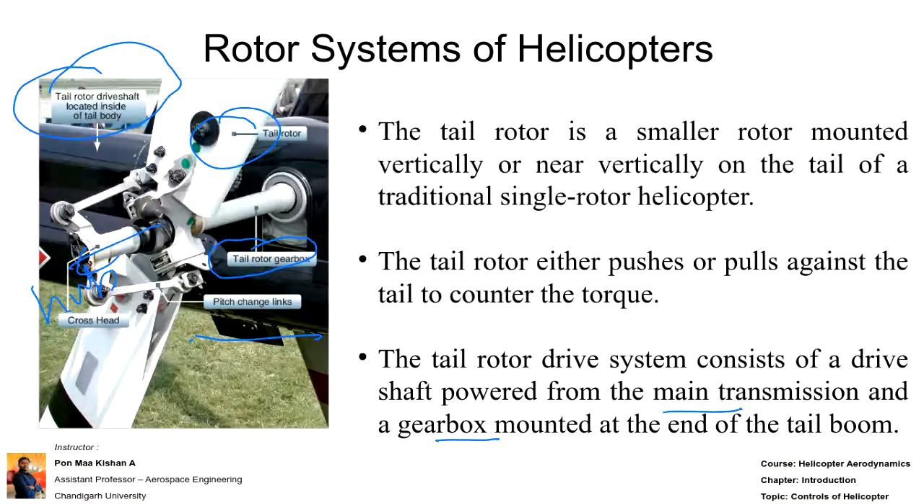Apart from that, one of the important terms is pitch change links. A pitch change link is used when you want to change the pitch of the tail rotor. I will explain in further slides how the pilot changes the pitch of the tail rotor and of the entire blade. For now, just understand this link. There is a linkage. I will delete the markings so you can see clearly. So you see the picture.